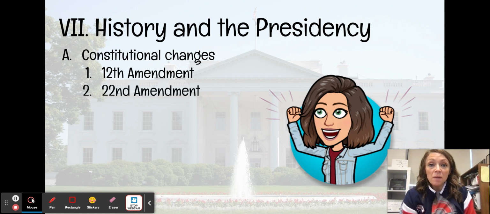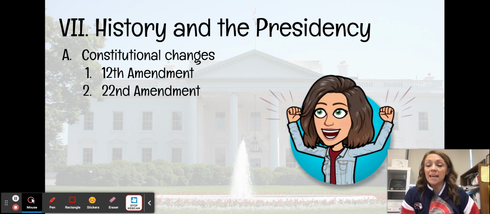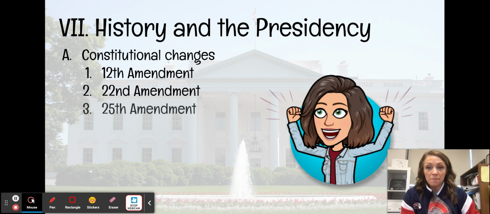Next, we have the 22nd Amendment, and we've mentioned this many times before, but the 22nd Amendment says that presidents can serve 2 terms, they can be elected 2 times, and they can serve no more than 10 years. And make sure that you know that this one was made as a result of Franklin Roosevelt's presidency, FDR. Okay, sometimes we call it the FDR Amendment.